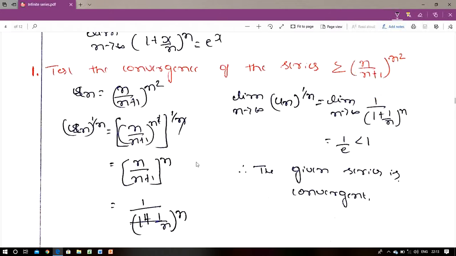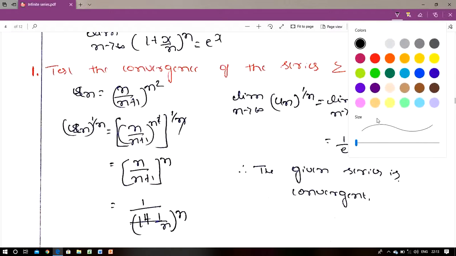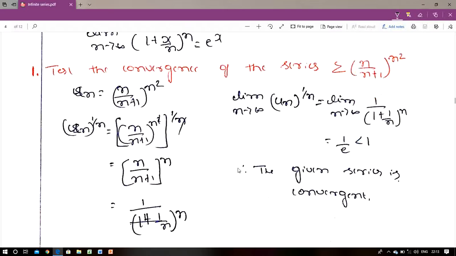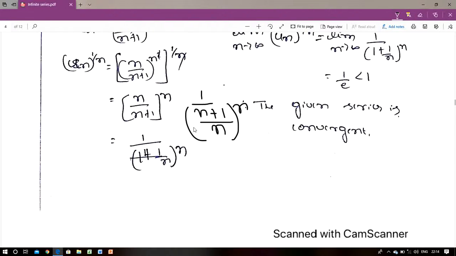This can be written as 1 divided by n plus 1 divided by n, then the whole to the power of n, because 1 to the power of n becomes 1. Then this again can be written as 1 plus 1 by n. Here, n is the LCM of both the two terms.